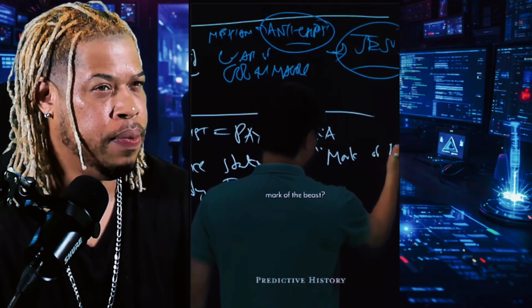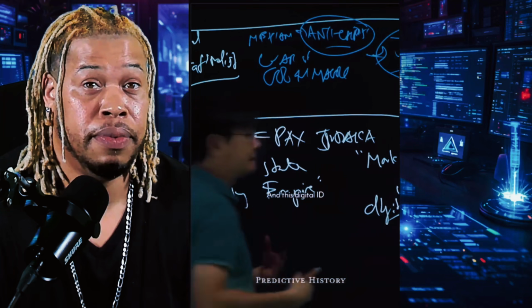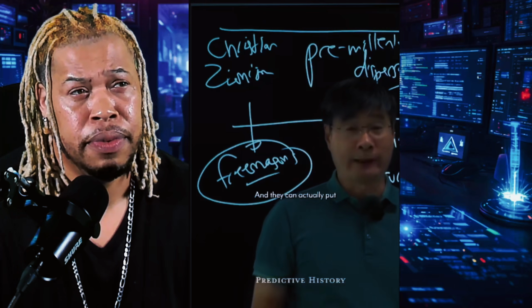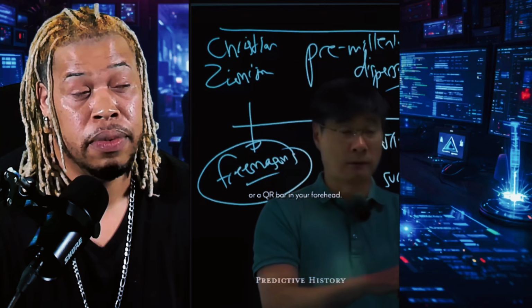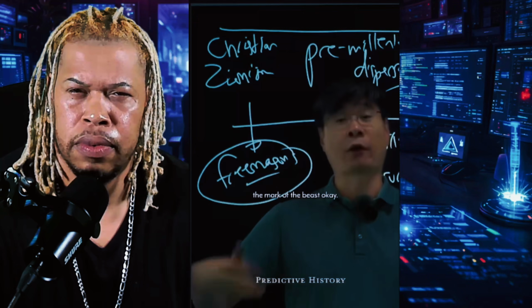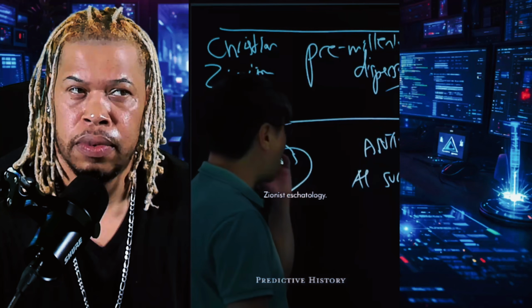And what is the mark of the beast? It is digital ID. Okay, and this digital ID will also lead to digital currency. And they can actually put a microchip or a QR bar in your forehead, and this will be considered the mark of the beast, okay? And this is all part of the Christian Zionist eschatology.